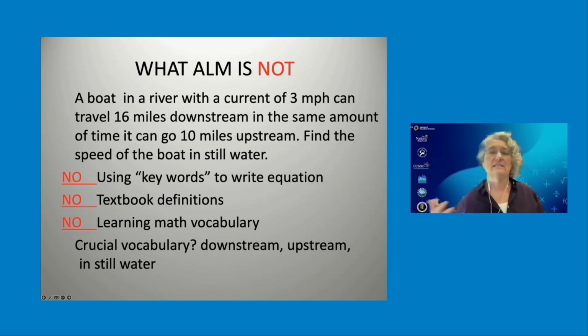So to give you a sense of what ALM, I'll just say that's short for academic literacy in mathematics, is, it's not only about reading word problems, but let's take a look at a word problem as an example. First of all, I'm going to read the word problem. A boat in a river with a current of 3 miles per hour can travel 16 miles downstream in the same amount of time. It can go 10 miles upstream. Find the speed of the boat in still water.